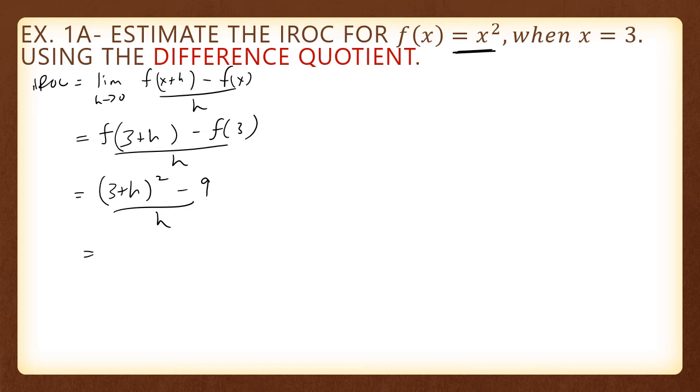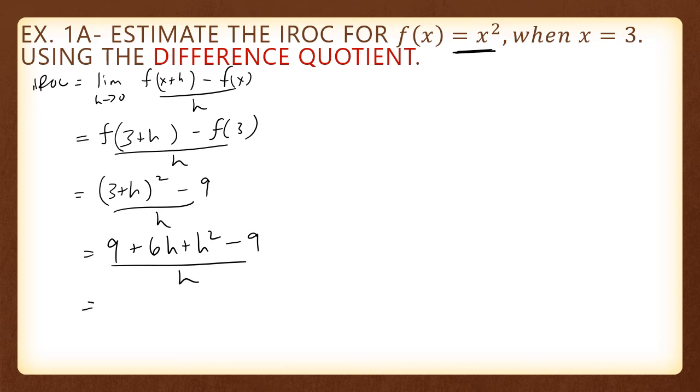When you are squaring something, please don't just write 9 plus h squared. That's not actually what it is. You can remember the shortcut to a perfect square binomial, or you can just write two of them in FOIL and collect like terms. Regardless, you'll end up with 9 plus 6h plus h squared minus 9 over h.